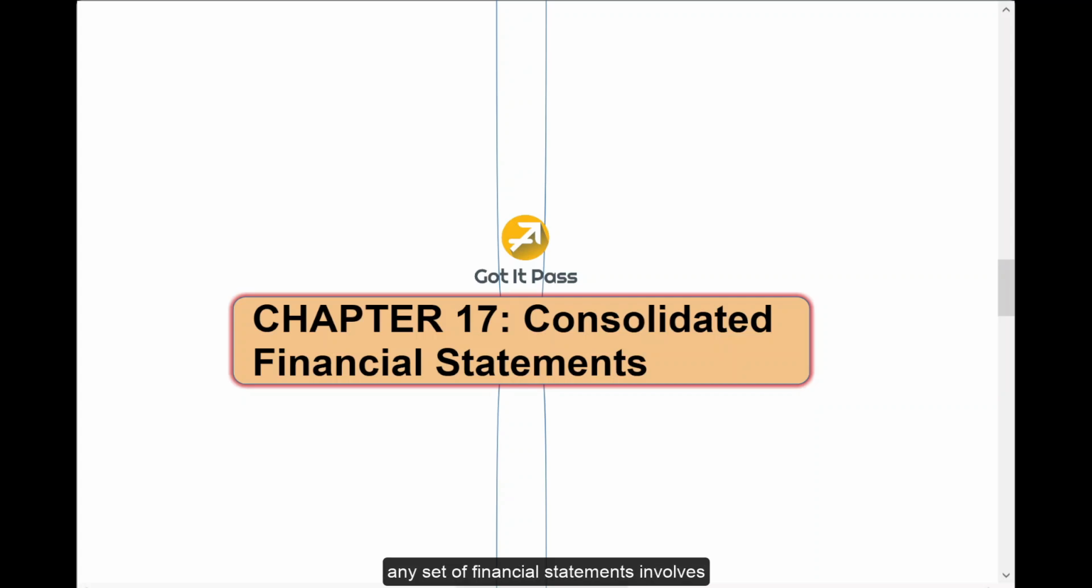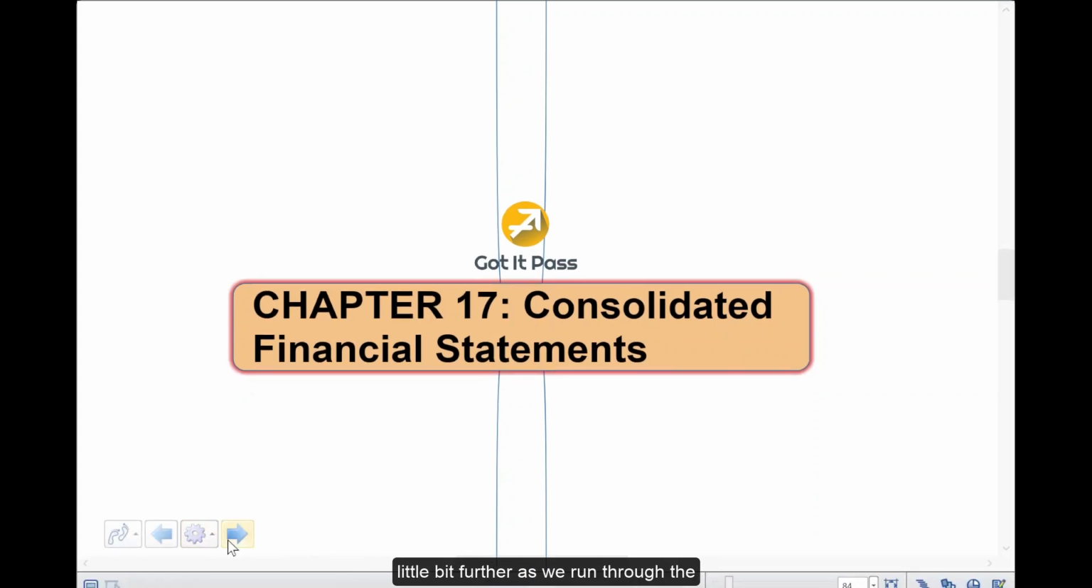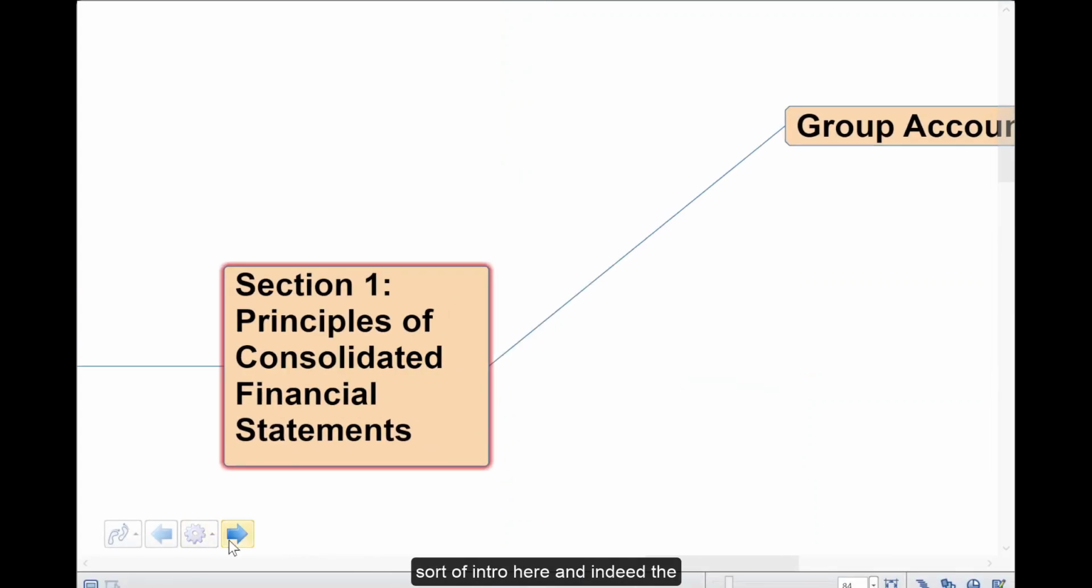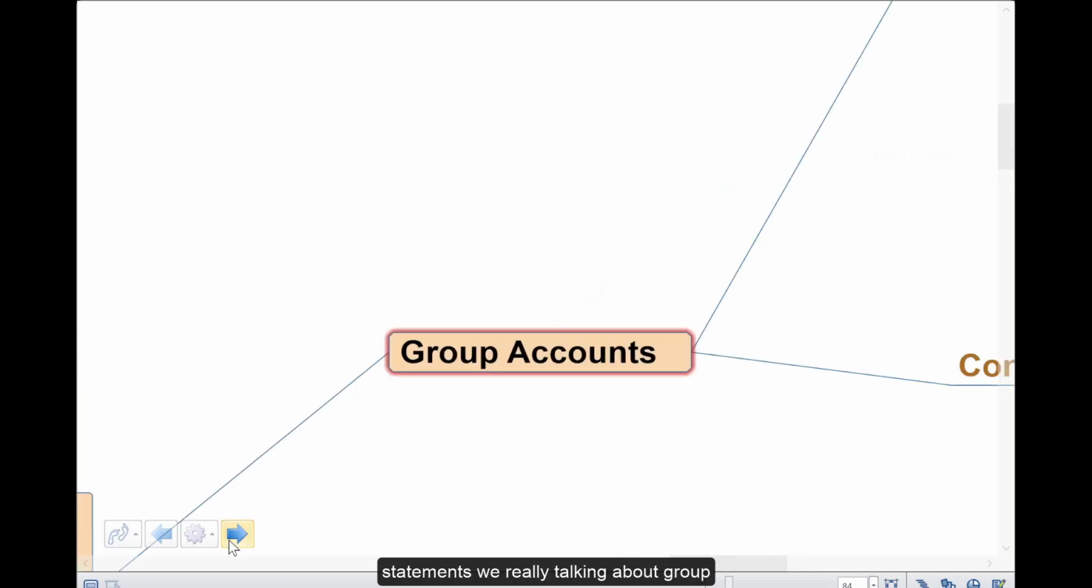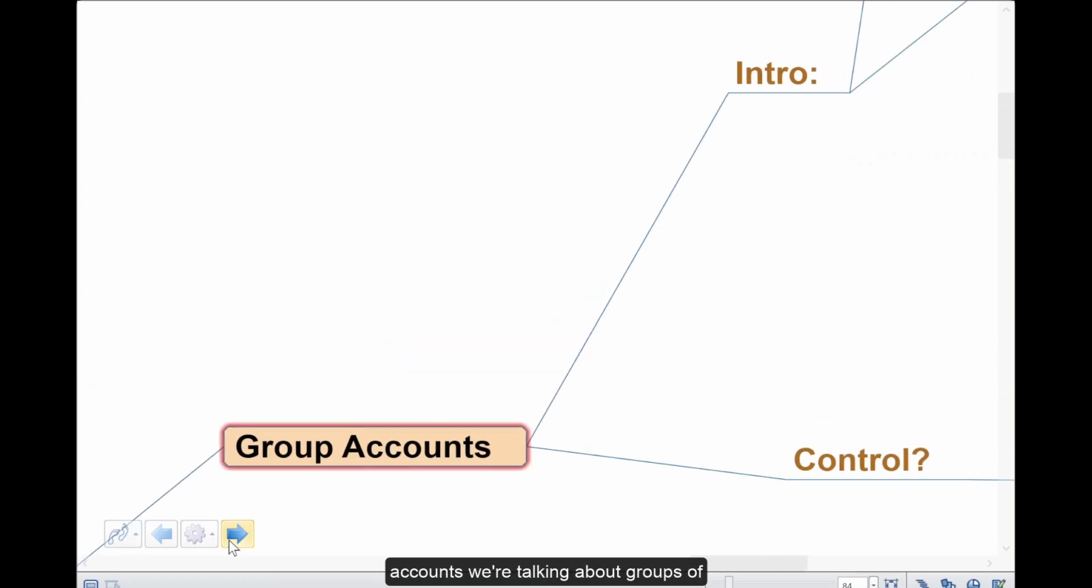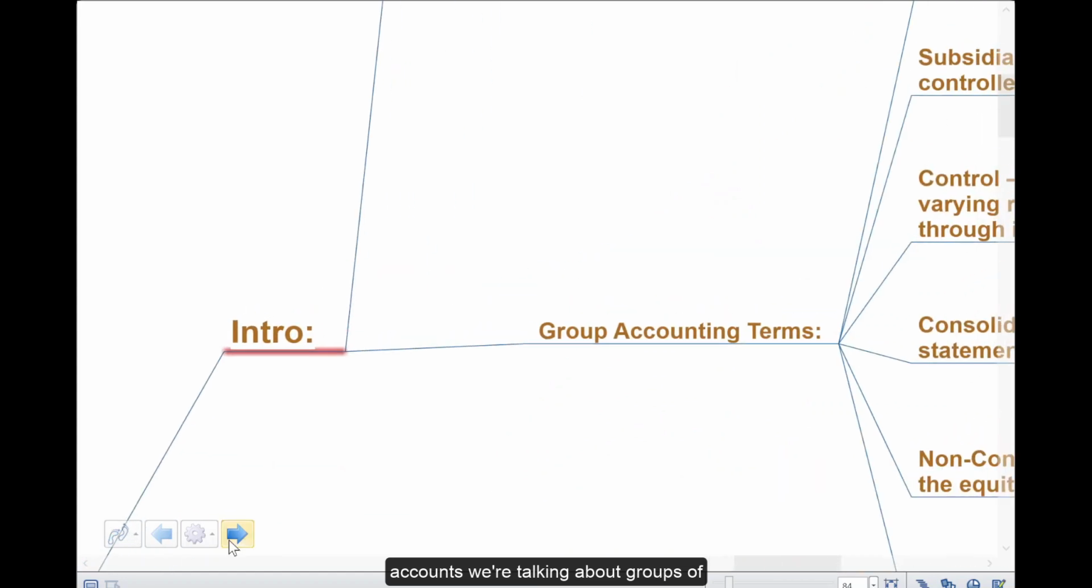Obviously, any set of financial statements involves calculations, but with consolidated accounts, we're bringing together two sets of accounts and possibly more. Let me explain a little bit further as we run through the intro here, and indeed the principles of consolidated financial statements. We're really talking about group accounts. We're talking about groups of companies.